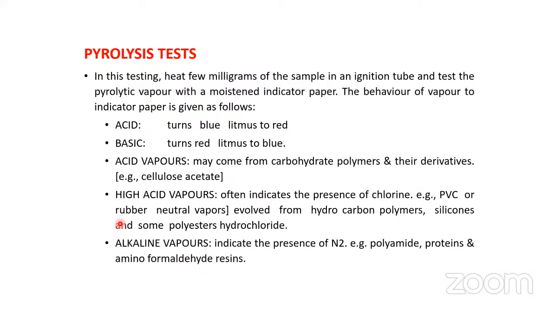Those vapors are tested with moisturized indicator paper. The indicator paper is moist, like the wet tissue papers that are common these days, not fully wetted paper; that is why I mentioned moisture indicator paper here. Not that we have to dip it in water. So from these observations of acidity and basicity, you will know which kind of polymer it is.